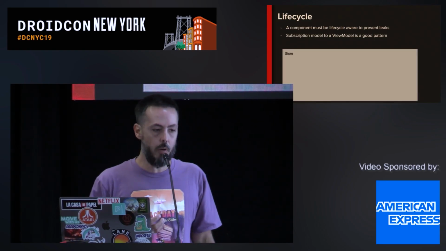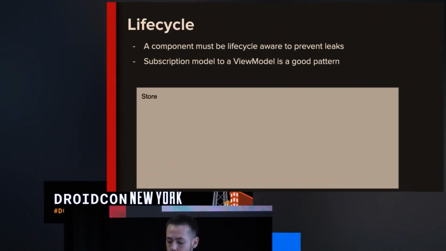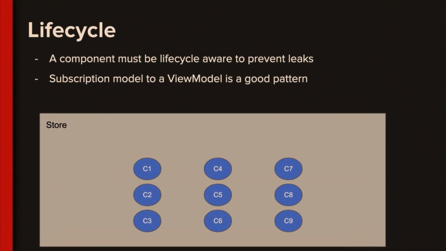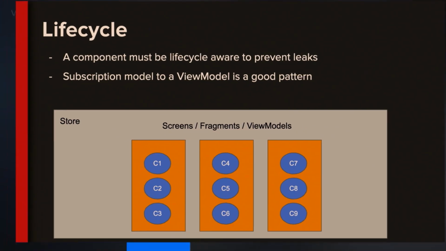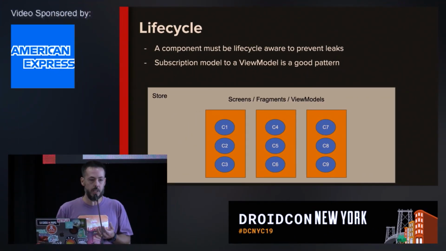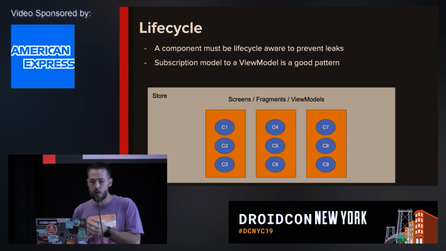Here's an illustration of how it looks. We have a store, and we have a bunch of components, and they are all subscribed to the store. But we might have different screens that components are part of. And the way that it works is, if a screen dies, we want to unsubscribe all those components from the store because they don't need to do anything. When a new fragment shows up, we subscribe again the components that we need to display in that UI. That's how we hook the lifecycle with the components, and all the components are lifecycle aware.